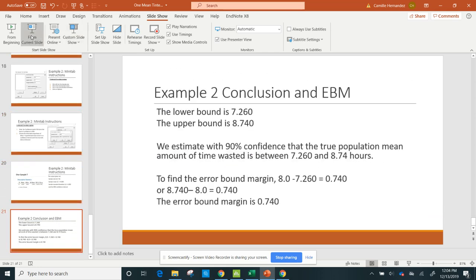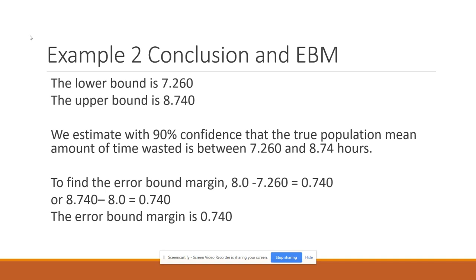So here I go. Let's do our conclusion. The lower bound was 7.260 and the upper bound was 8.740. We estimate with a 90% confidence that the true population mean amount of time wasted is between 7.260 and 8.740 hours.